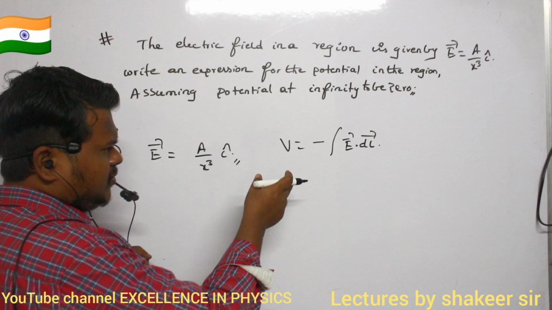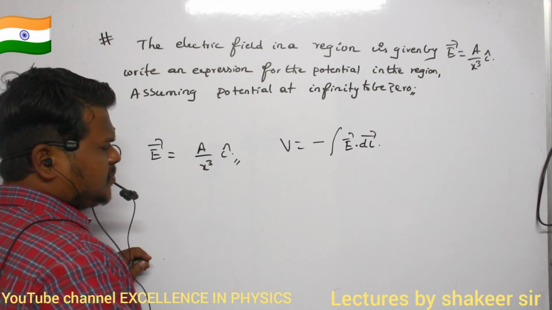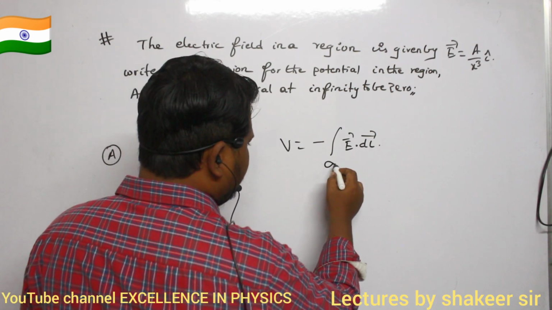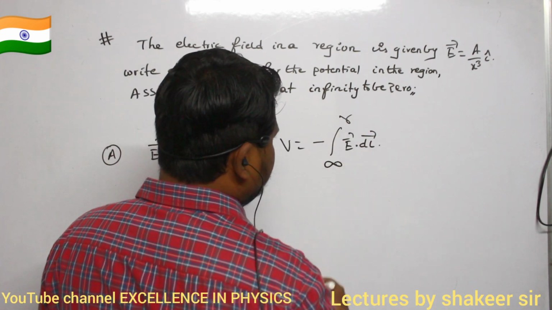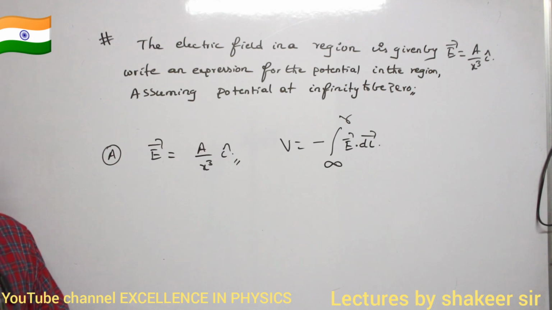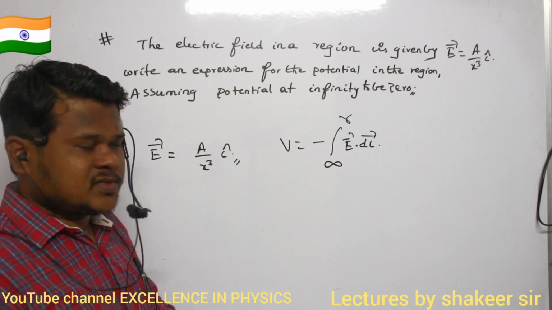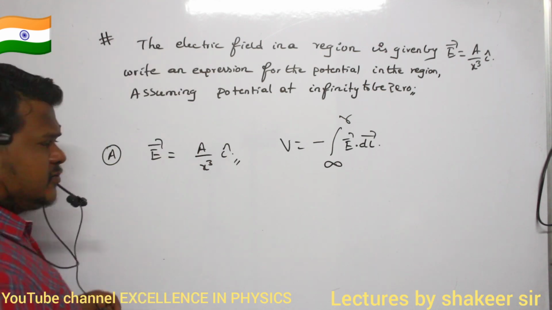And to calculate absolute potential, what limits do I have to apply? The limits I have to apply are from infinity to point R. R is any point where I am calculating the electric potential. Okay? Sound is coming again. Somebody, remove that sound. Switch off your microphones. That is better.